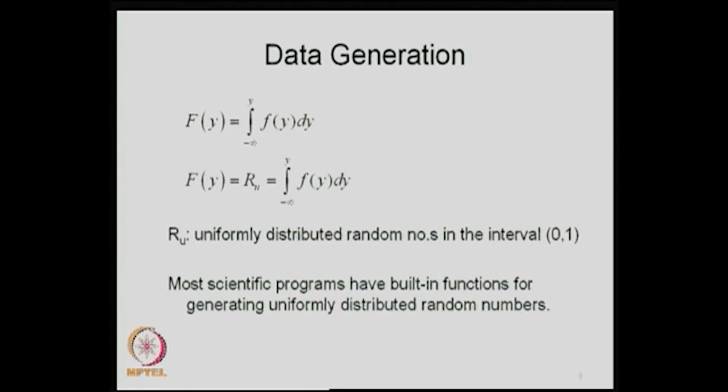So, essentially what we are doing is, you may have an analytical expression for F of y. You set F of y equal to R u, which is a uniformly distributed random number in the interval 0 and 1. Let us say R u is 0.234 or some such thing. So, you are saying F of y is equal to 0.234, and then from the analytical expression you solve for y, and that becomes the generated value of y. Next time you change the random number, you get another value of y, and so on.